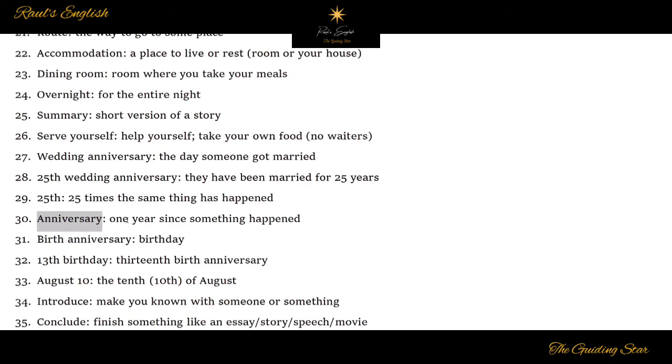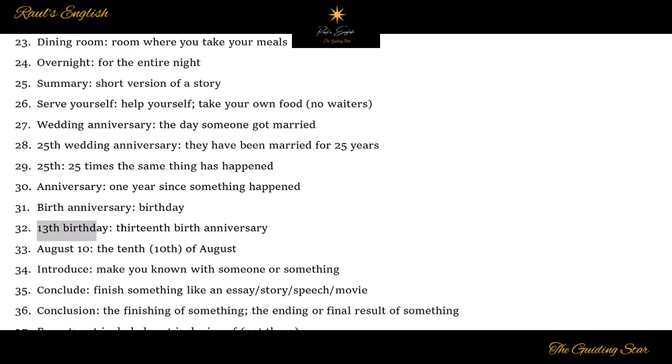30, anniversary. 1 year since something happened. So it's been a year since that thing occurred. So that is known as the anniversary. Suppose your birth anniversary. In short, you call it your birthday, right? But that is actually your birth anniversary. So 32, 13th birthday. Or you're also known as your 13th birth anniversary. Again, you write August 10, but you don't speak or you don't read August 10. You read the 10th of August or August the 10th.